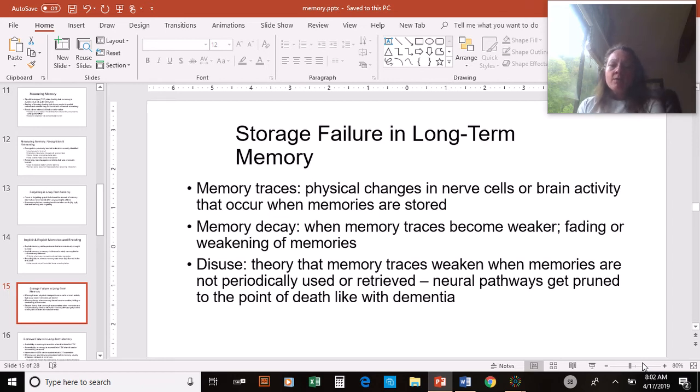All right, so that's what happens when information coming in doesn't properly get changed into something useful or meaningful. So what happens when it gets into our storage and that fails? We have some different ways that our storage capacity for memories can fail. We say memory traces, and basically we do actually see physical changes in our nerve cells and neurotransmitters in our brain activity when memories are stored.